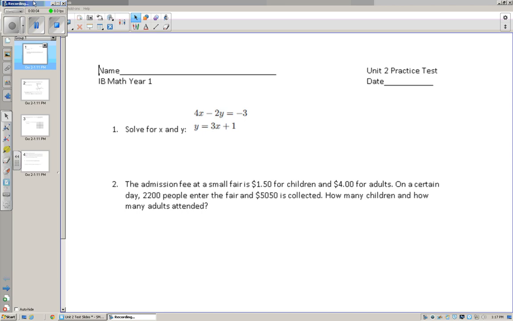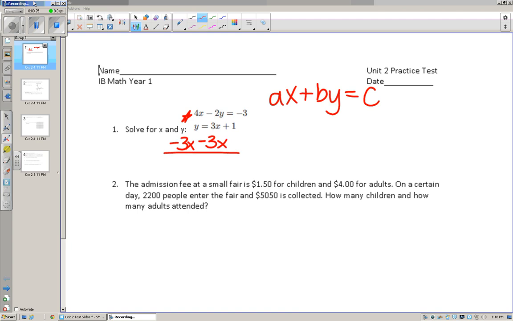I am going to give you the answer key to today's practice test. So, in the first problem here, they ask you to solve for x and y. When they ask you to solve for x and y, you need to make sure that both your equations are in ax plus by equals c form. This first one looks good. The second one, however, we need to get into that form. So I'll do that by subtracting 3x from both sides of the equation. I'm going to write it as 3x plus y equals 1.